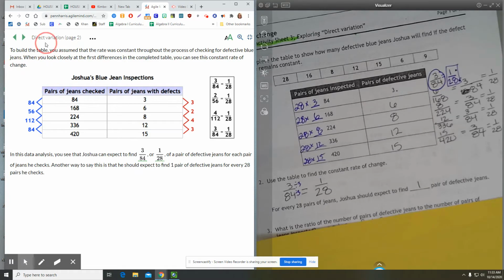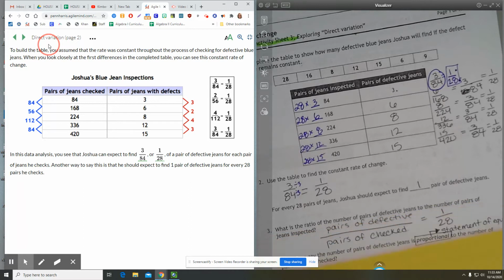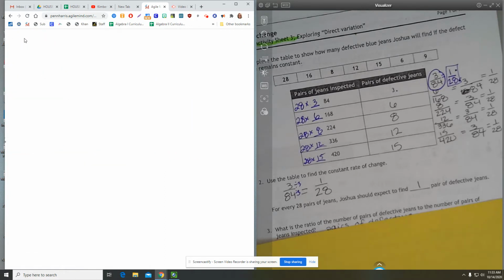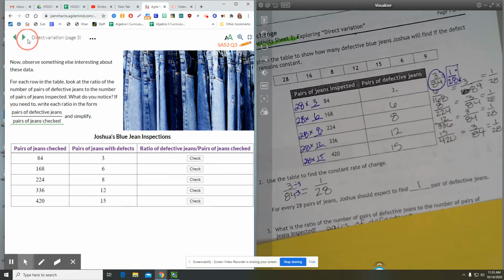Sometimes it takes a while for us to load this. Okay, so again, that's just going through the same exact thing that I just showed you guys. Let's go on to page 3, or question 3. Now they want us to look at something else. For each row in the table, they want us to look at the number of pairs of defective jeans and the number inspected. And what do we notice?